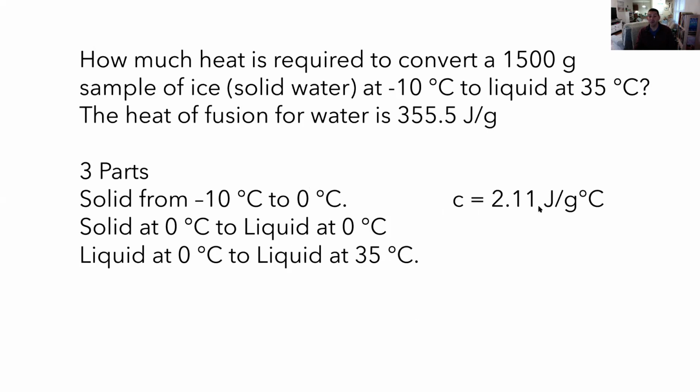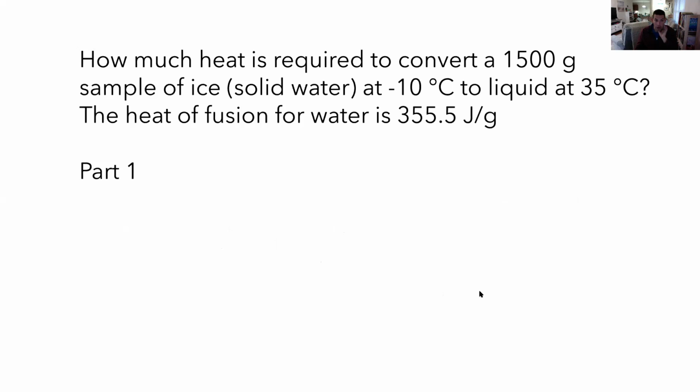We're going to need to know the specific heat for the solid water. That's 2.11 joules per gram degrees Celsius. We're going to need to know the heat of fusion for the solid to liquid, which is given, 355.5 joules per gram. And we need the specific heat for the liquid, which is 4.18 joules per gram degrees Celsius. All right, so part one.